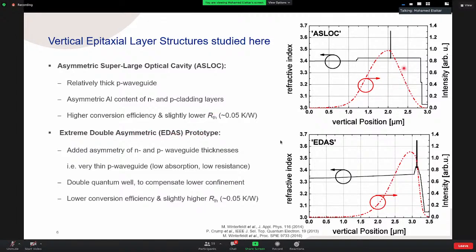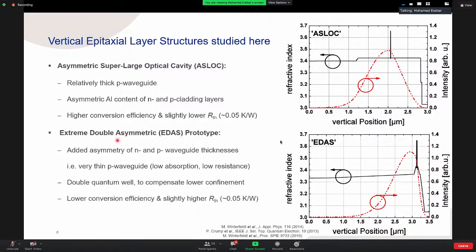The ASLOC structure has a relatively thick P waveguide that you see here. There is asymmetry in the aluminum content in the N and P cladding layers, as you see here. And in comparison to the EDAS structure, it has a higher conversion efficiency and slightly lower thermal resistance, with about 0.05 Kelvin per watt, which we know from design, but is within measurement tolerance. So it's a small difference.